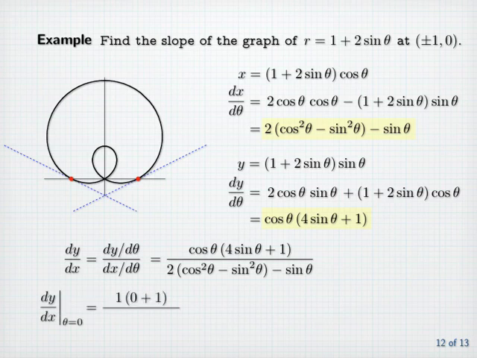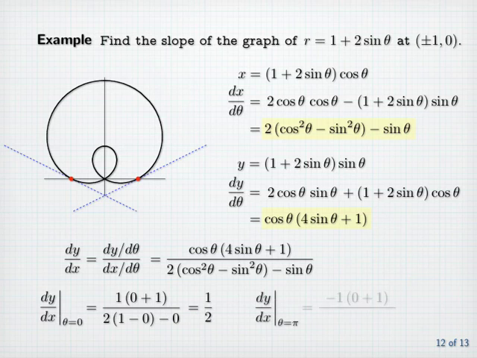We get 1 times (0 plus 1) in the numerator, and 2 times (1 minus 0) in the denominator, which simplifies to 1/2. Now let's evaluate dy/dx at θ equals π. We get minus 1 times (0 plus 1) divided by 2 times (1 minus 0), which equals minus 1/2, as expected by symmetry.